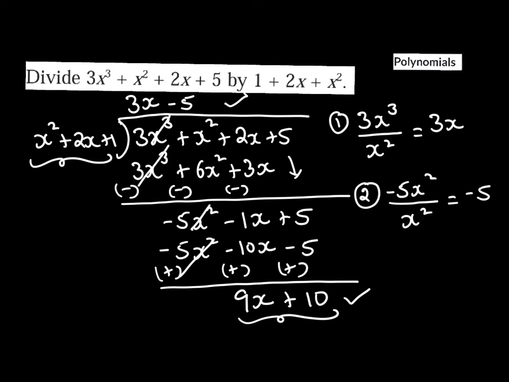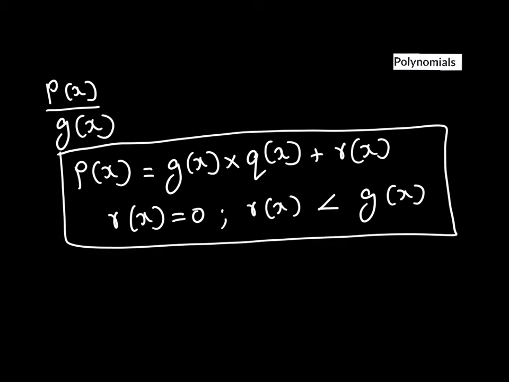We can write it in a general way as: when p of x is divided by g of x, p of x is equal to g of x times the quotient polynomial q of x plus r of x. And the remainder r of x can be 0, and the degree of r of x will be less than the degree of g of x. This is called the division algorithm of the polynomials.